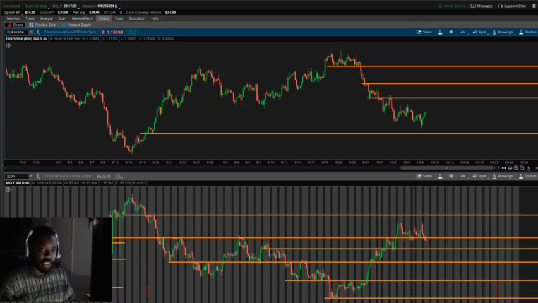I'm going to go ahead and do the nightly analysis video of the setups that I'm looking for in the markets and how I plan on attacking them. So let's go ahead and dig into it. Let's take a look at the dollar and see what the dollar did today.